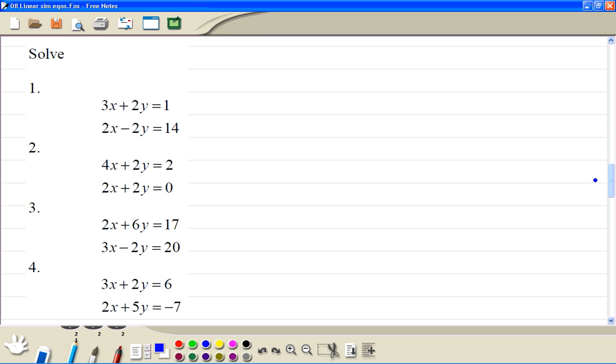Now try these questions yourself. When you've done them, then check the answers. So the answer for question 1 is 3, minus 4. Answer to question 2 is 1, 1. Answer to question 3, 7 and 0.5. Answer to question 4, 4, minus 3. You can always check whether these answers are correct.